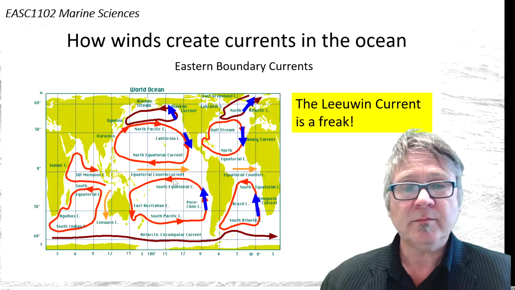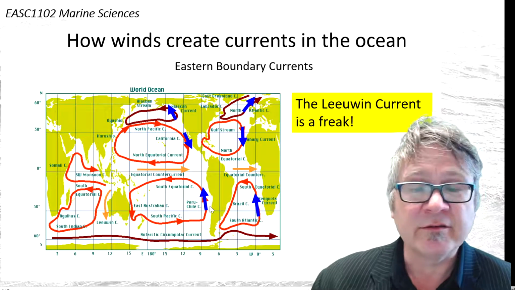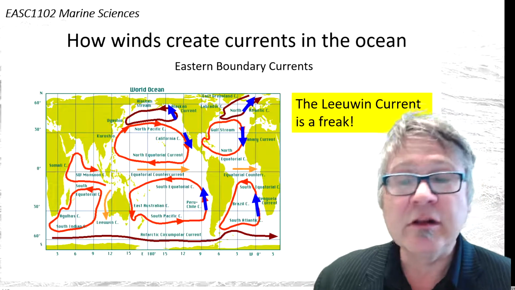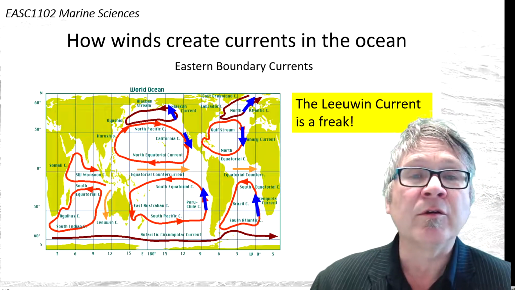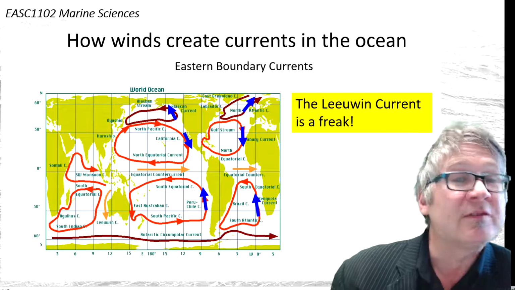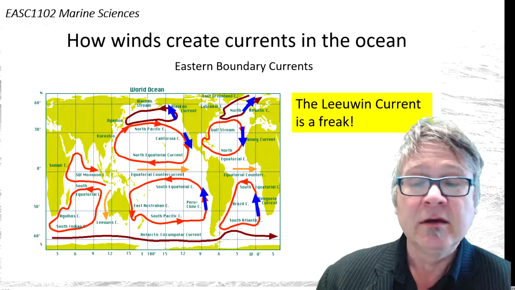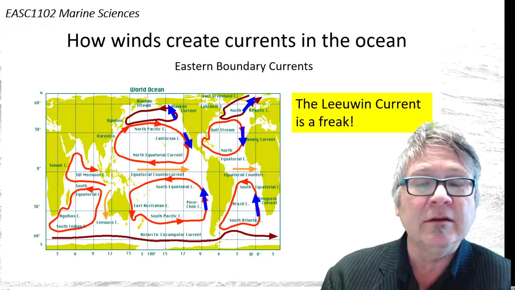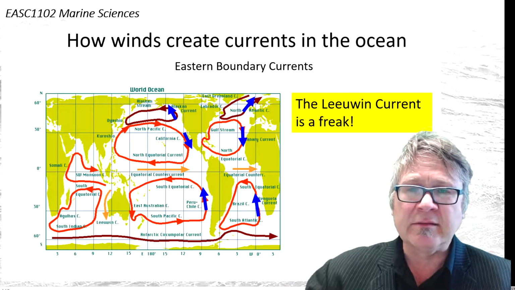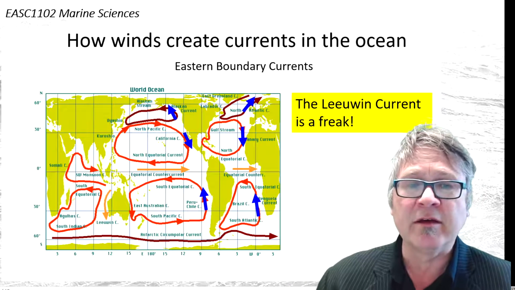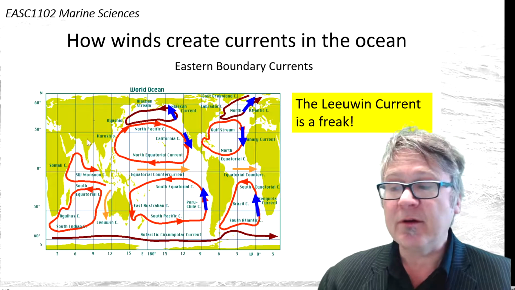And the Leeuwin current is a freak. It is created by an additional mechanism that I don't explain. In some maps, the Leeuwin current is missing, but it is still there. The explanation of the Leeuwin current is a little bit more tricky. Okay, eastern boundary currents.